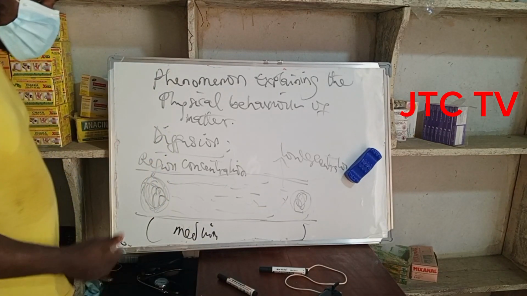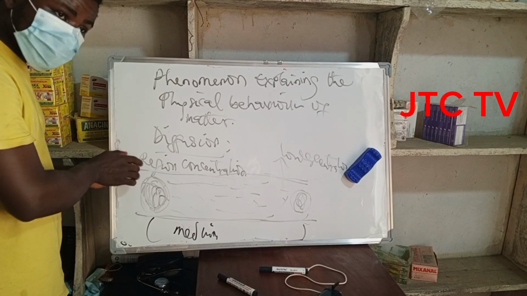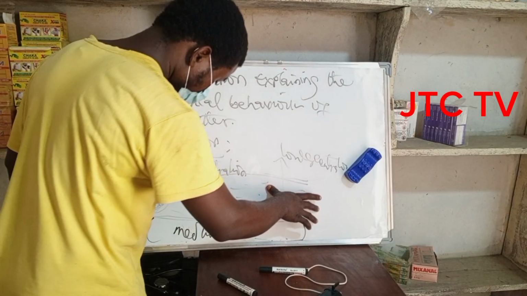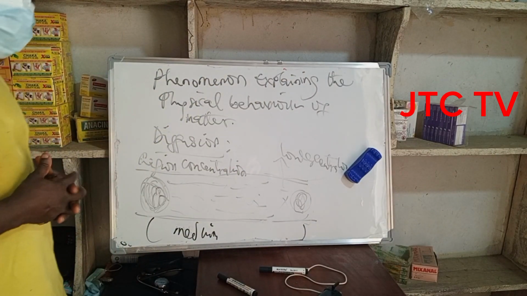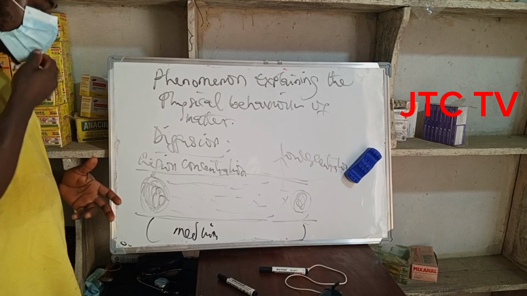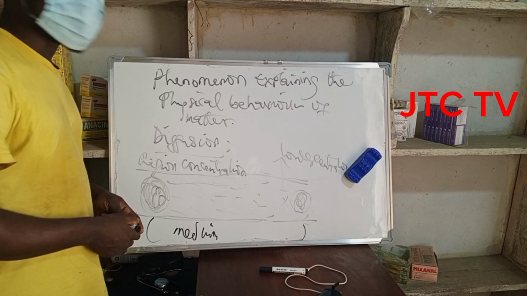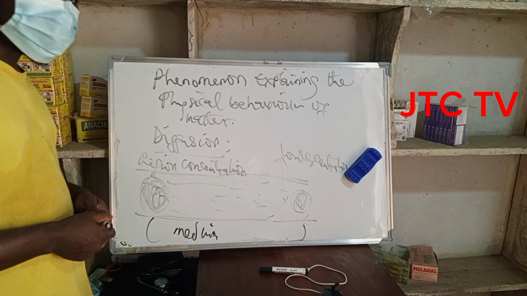So the movement of solid particle from the region of higher concentration to the region of lower concentration through this medium is referred to as what? Diffusion. Okay? Now diffusion is fastest in gases than in solid.